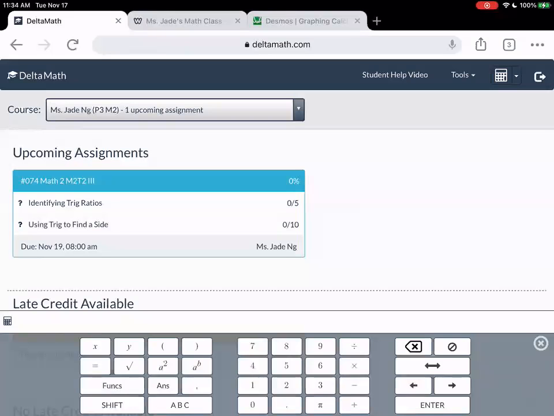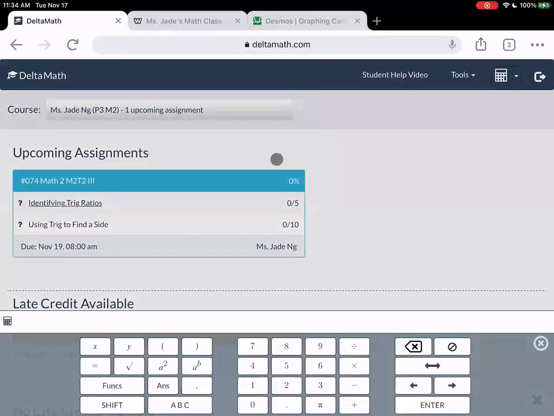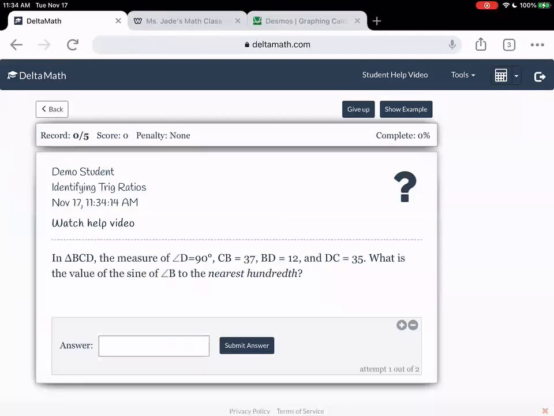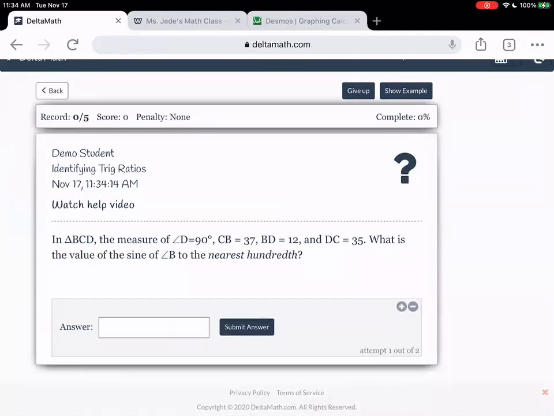So for this Deltamath assignment, we're starting with identifying trig ratios. I just clicked that. And then you can see this problem. I'm going to screenshot it so I can write.